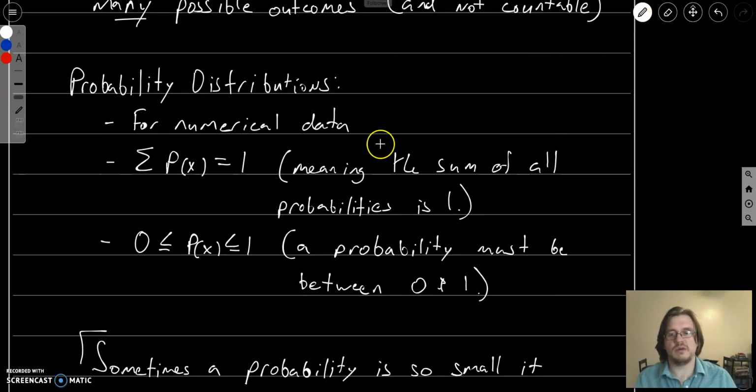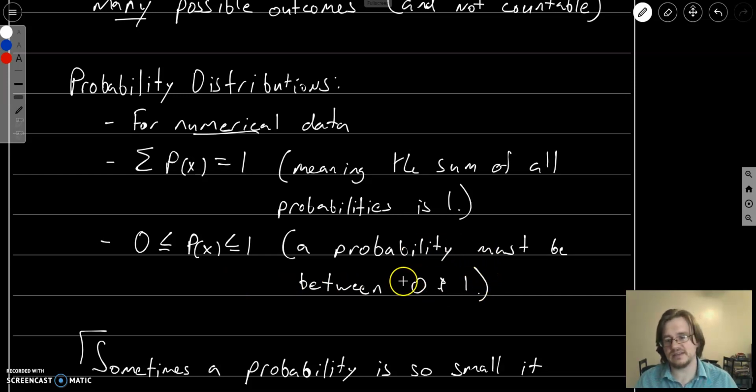Some things to note about probability distributions. Again, this is only for numerical data. We're not really concerned with categorical data at the moment. The probability that something happens is going to be 1. And when you add up all the probabilities of all the different events, the sum should be equal to 1. Because we know something happens, there must be an outcome. So the sum of each of the probabilities should be 1. And then likewise, the probability for any one event should be between 0 and 1.